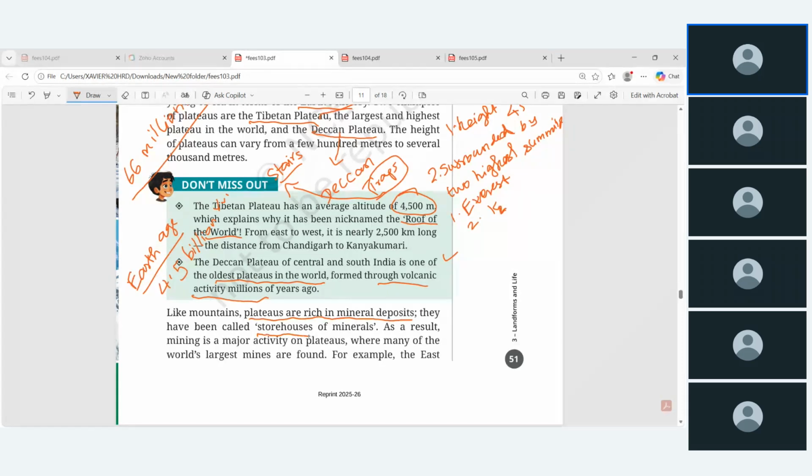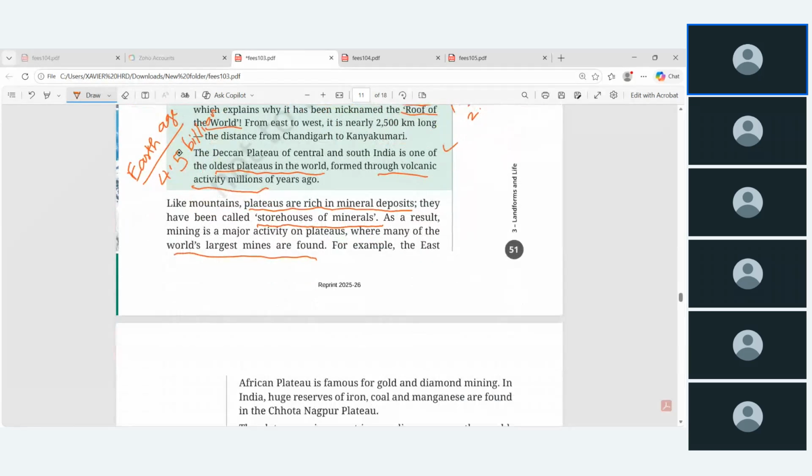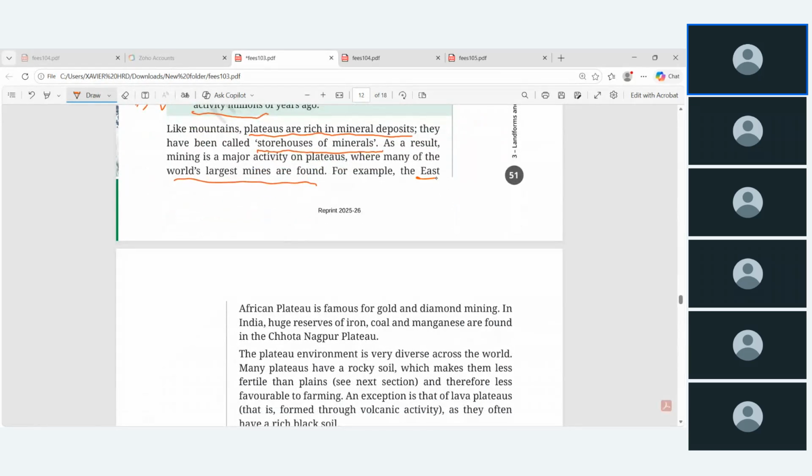இதை நான் நோட் பண்ணிக்கோ hyphen போட்டு. Okay, plateaus rich in minerals, storehouse of the minerals. As a result, the mining activities are more in plateaus. And many of the world's largest mines are found in the plateaus only. Example, for the East African plateau, இதெல்லாம் hyphen போட்டு எழுதிக்கோ. East African plateau போட்டு famous for gold and diamond mining. In India, huge reserves of iron, coal and manganese are found in Chota Nagpur plateau. So Chota Nagpur plateau, put in hyphen iron, coal and manganese.